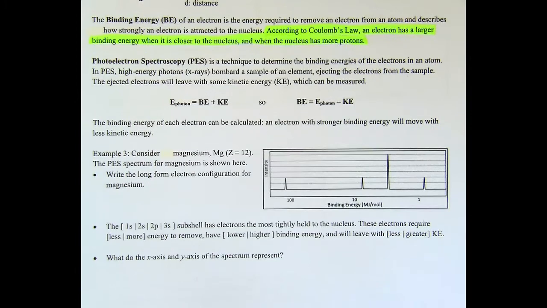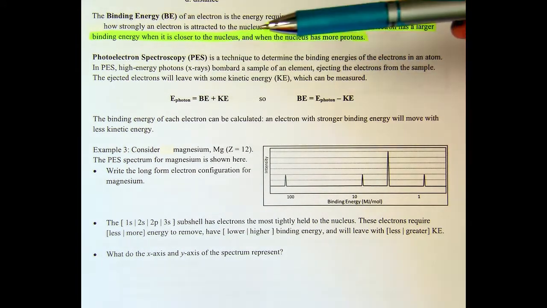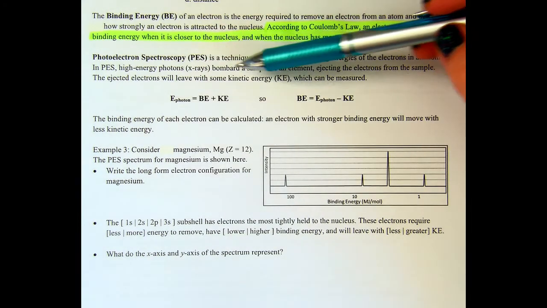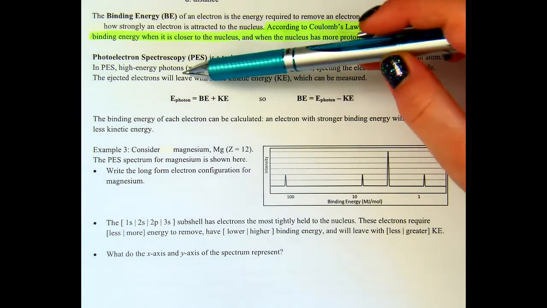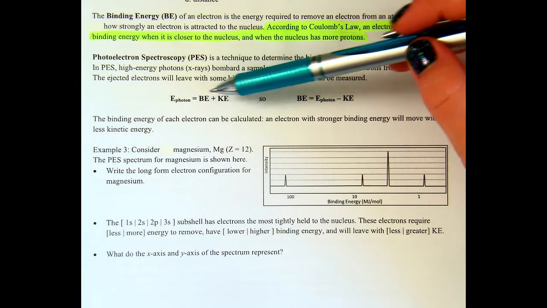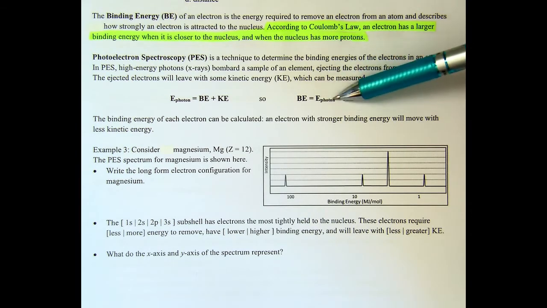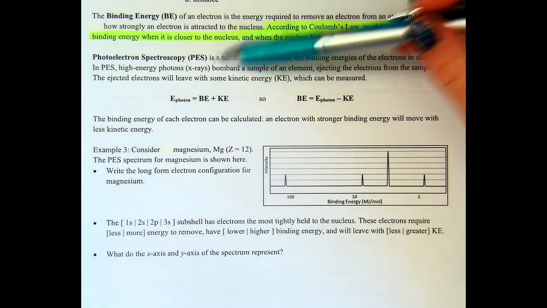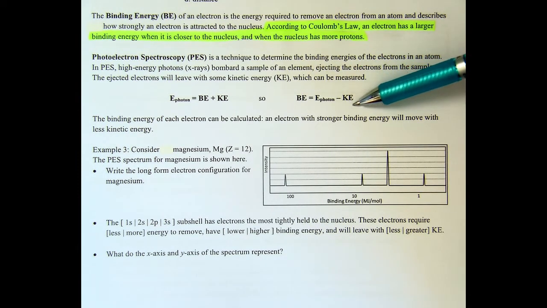Photoelectron spectroscopy, or PES for short, is a technique to determine the binding energies of the electrons in an atom. In PES, high-energy photons or X-rays of all different energies bombard a sample of an element, and it ejects the electrons from the sample. The ejected electrons leave with some kinetic energy, and we can measure that kinetic energy. So the energy of a photon equals its binding energy plus kinetic energy. We can rearrange that to get binding energy equals the energy of a photon, which we know, minus the kinetic energy. And that's our binding energy. The kinetic energy we can measure on some sensors.